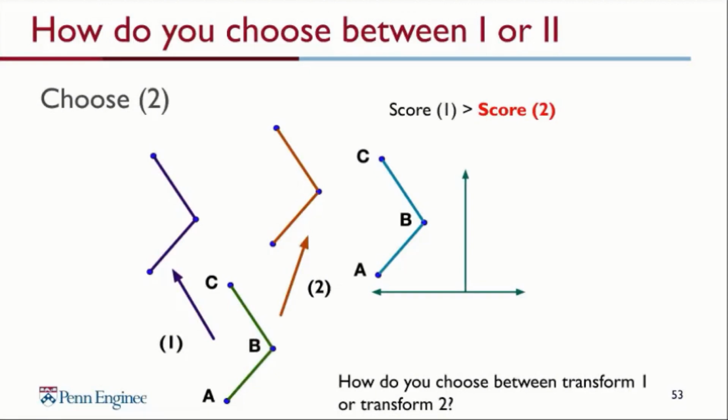Based off of this metric, you'll obtain a similar answer where the score for transform 1 will be much greater than the score from transform 2, and therefore you would choose transform 2 as the better transform.